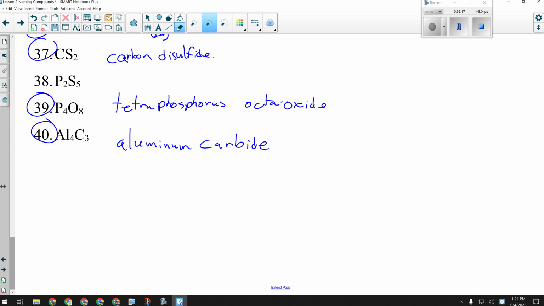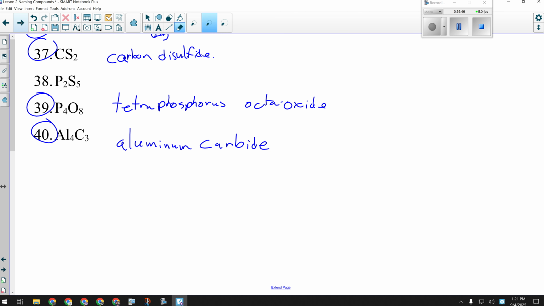And there are 8 questions on naming and formulas. 4 like this, where I give you the formula, you write the name. 4 where you go the other way. I give you the name, you write the formula. That's what you can expect for tomorrow. And the formula ones, there'll be an easy one, a couple moderate, one hard.